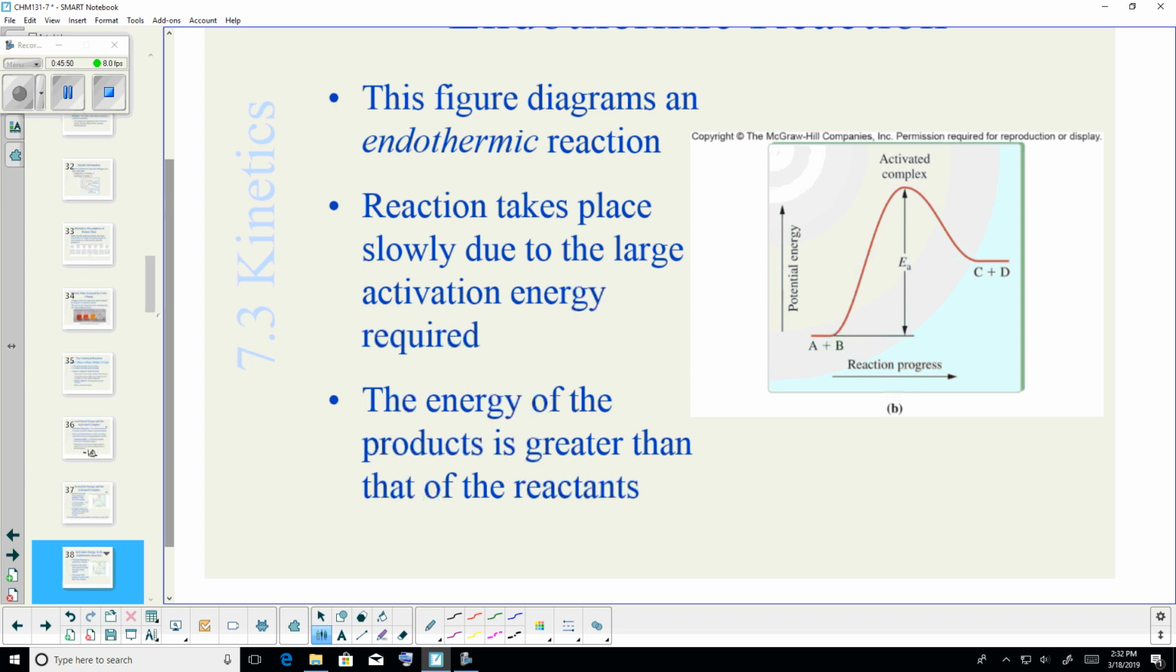So you could think of something like, pardon? A refrigerator is not really a reaction. I'm thinking more like cooking, baking a cake. You can't just stick it in the oven and then turn the oven off. It'll stop cooking, because that's an endothermic reaction.